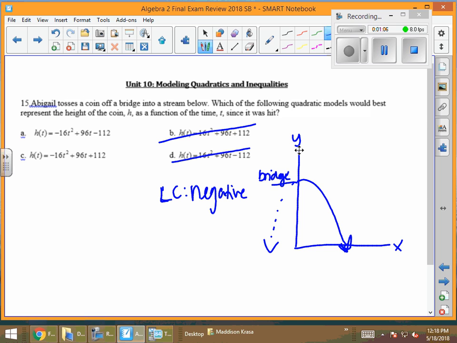And the next thing we look at is the last number, that constant. And we look at, do we want it to be positive or do we want it to be negative? Well, if she's throwing from the height of a bridge, height is not negative. Height is positive. So we know that C is our best answer for number 15.